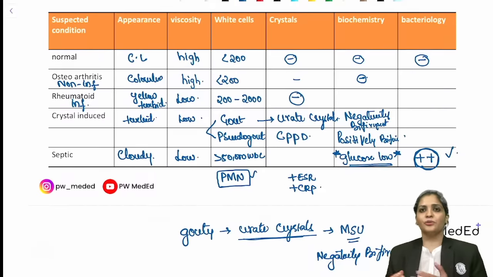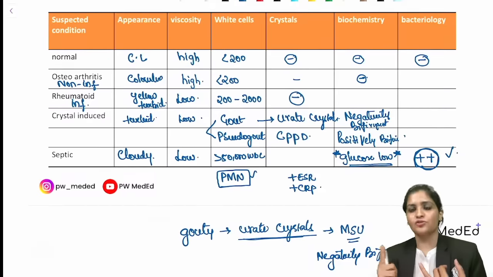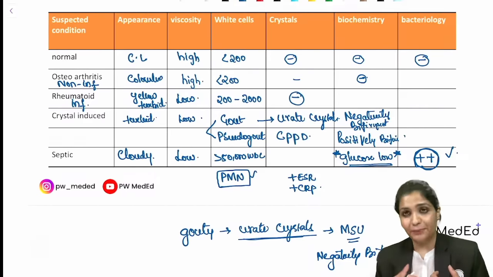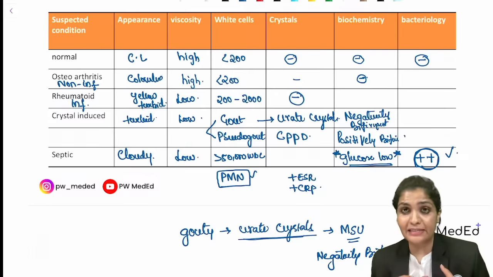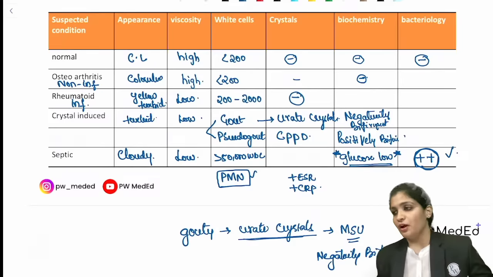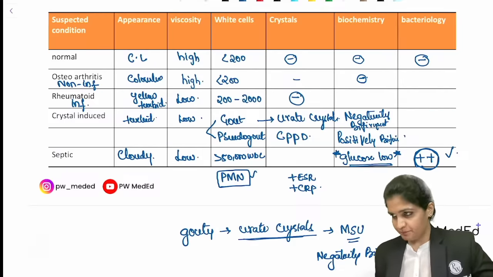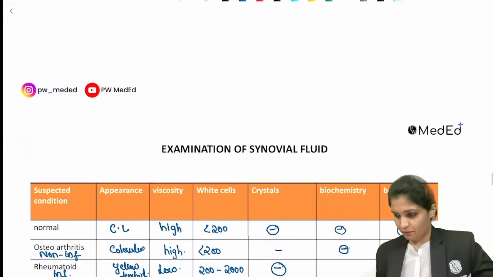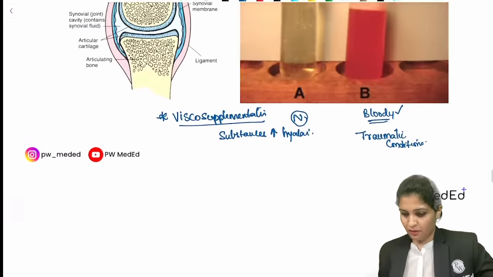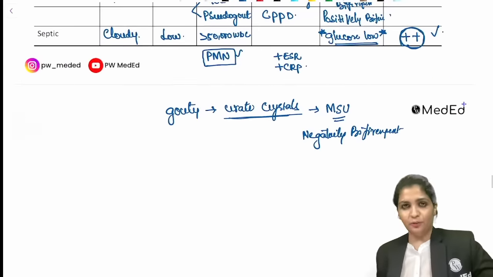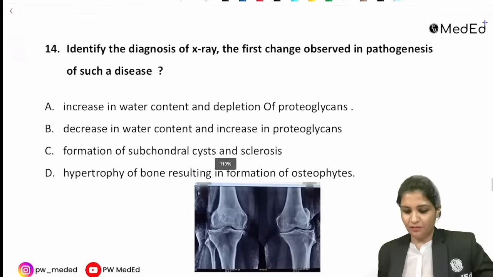So by this analysis, you came to know there could be a gouty arthritis or pseudogout present, or it could be a septic arthritis, it could be an inflammatory disease, or it could be osteoarthritis. Right? So that is about your synovial fluid analysis. So next question, quickly.